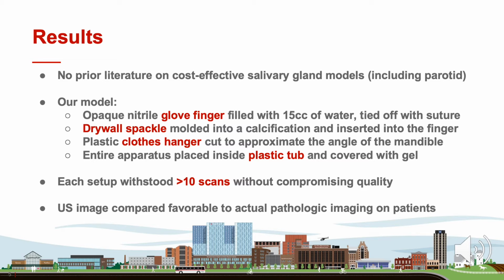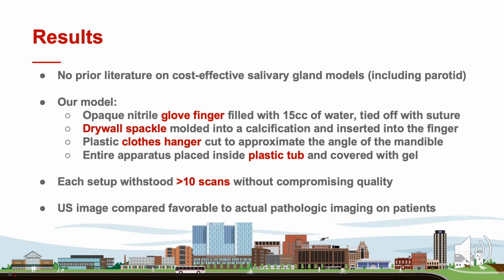Our model was comprised of the following components. Number one, an opaque nitrile glove finger was filled with 15 cc's of water and tied off with suture. Drywall spackle was molded into a calcification and inserted into the finger after it was allowed to dry. A plastic clothes hanger was cut to approximate the angle of the mandible, and the entire apparatus was placed inside a plastic tub and covered with gel.